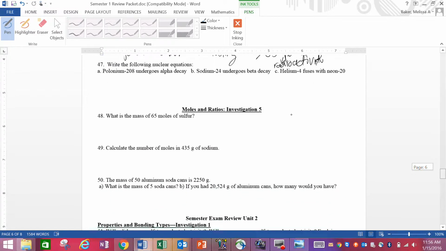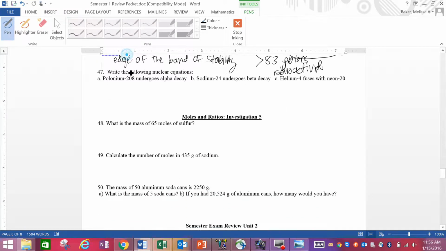All right, now we're supposed to write some nuclear equations here. They don't give us a ton of space. But first we've got polonium-208. So I'm going to write the mass in the upper left. And polonium is number 84. And if it undergoes alpha decay, it's losing a chunk of itself that has a mass of 4 and 2 protons. So we're going to subtract.